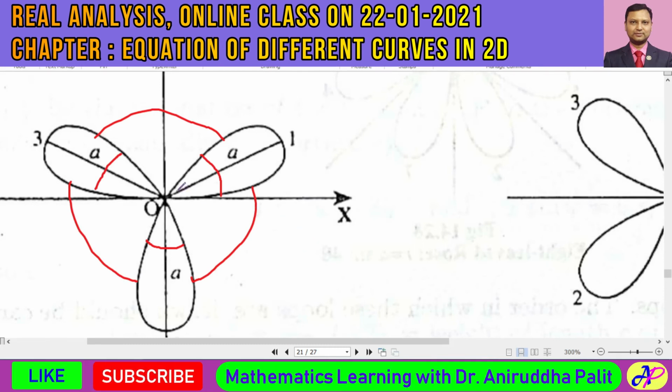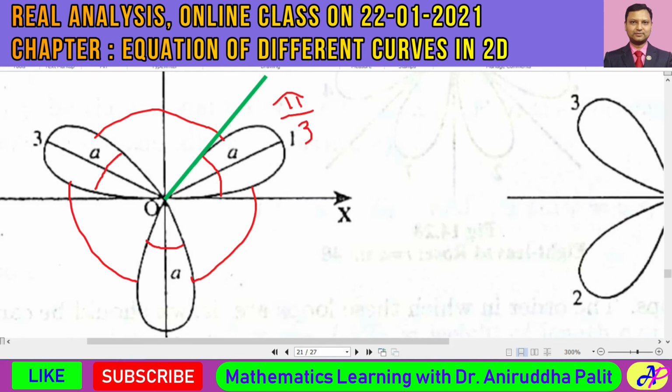Got it? And therefore, if you want to draw a straight line like this, I told you that the sum of this angle plus this angle and this angle is equal to 180°. That means individually this angle must be equal to 60°, or pi by 3. Got it? So this angle is pi by 3.